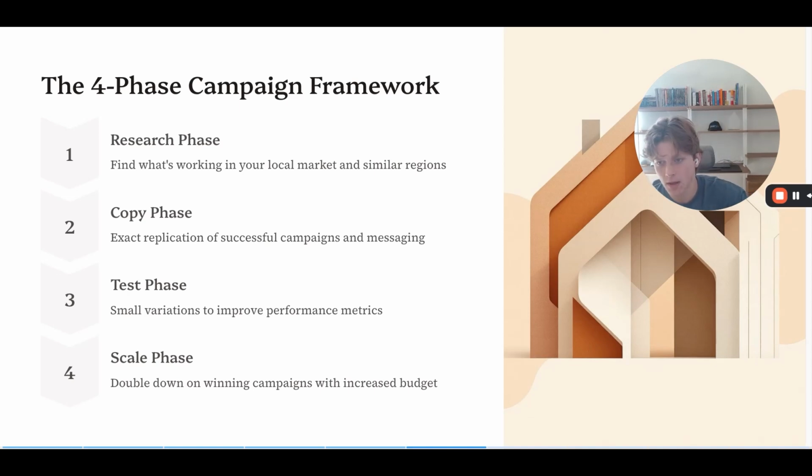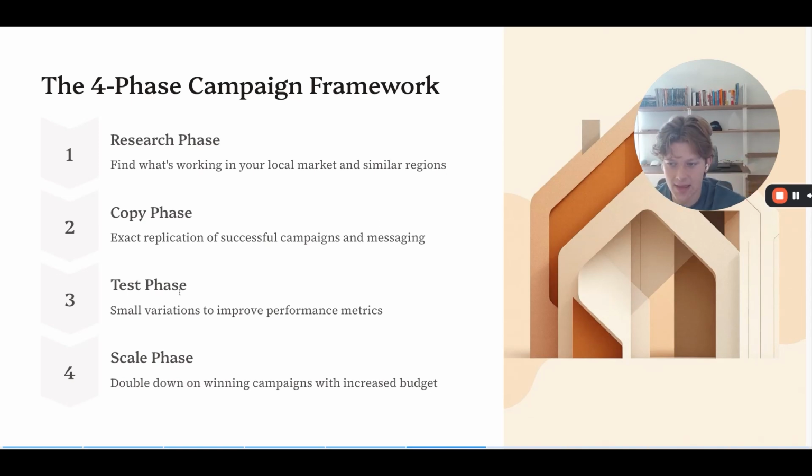Okay. Copy phase, exact replication of successful campaigns and messaging. This is important as well. Like I said, you find the person that's doing something that looks like it works, and then you replicate it. You're going to get better at doing this as you go on, because you'll be able to identify which guys are doing good and which guys aren't very easily by just clicking on their landing page. You can tell if they're getting good conversion numbers or not. So yeah, you get good at it as you go on, but you need to copy them. Okay, you need to copy them.